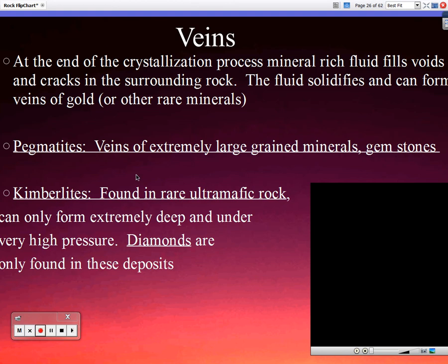Generally, it forms really deep under the earth and under a lot of pressure. This is where you find diamonds. So if you're out there and you want to be some sort of gem hunter, if you're looking for the pretty gemstones like the amethyst and the quartz and the sapphires, you're going to look for a pegmatite. If you're out there looking for the diamonds, you're going to look in a kimberlite.